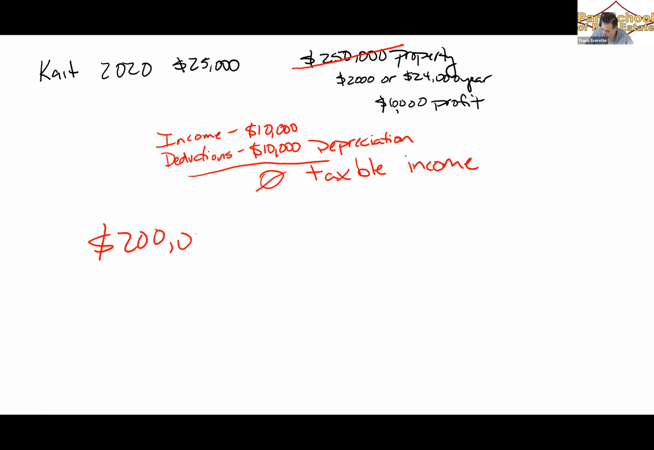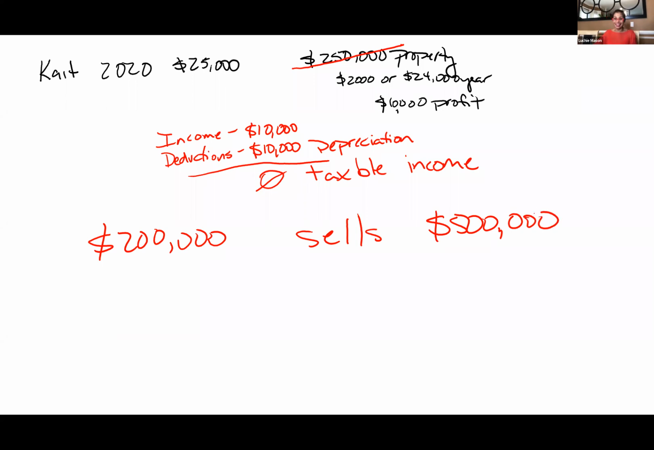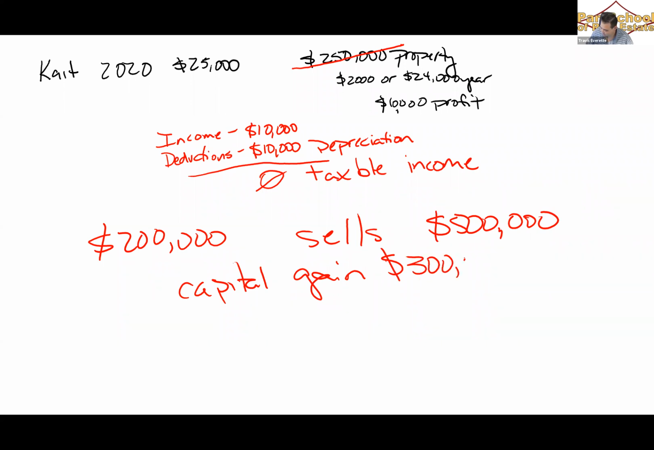$200,000. But she sells it for $500,000. Does she have a capital gain? Of how much? $300,000 is her capital gain, because they think it's worth 200 and she sells it for 500. Everybody with me on that?